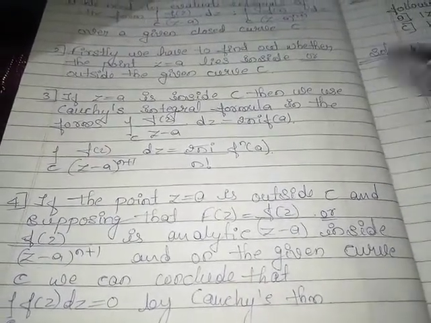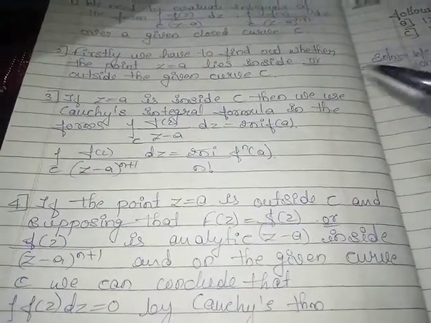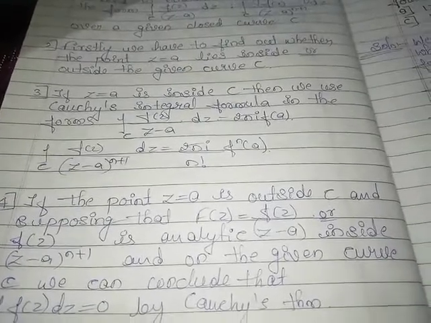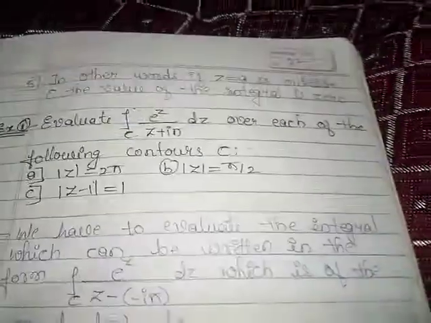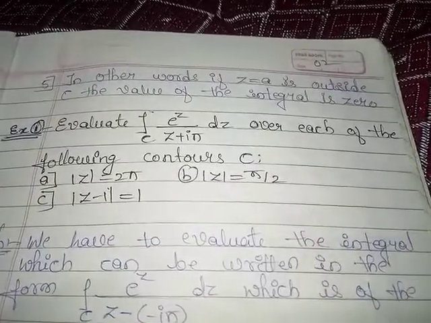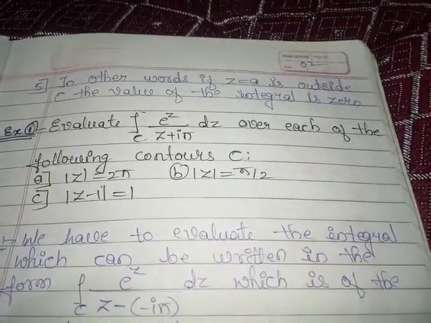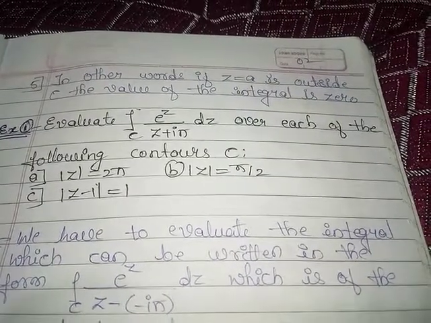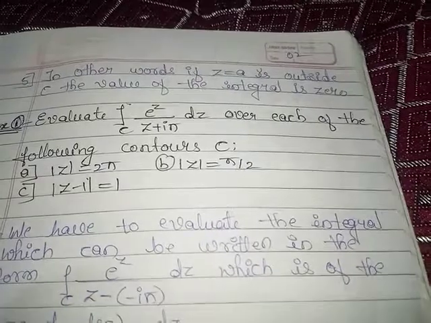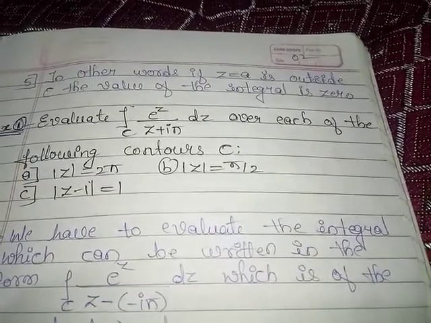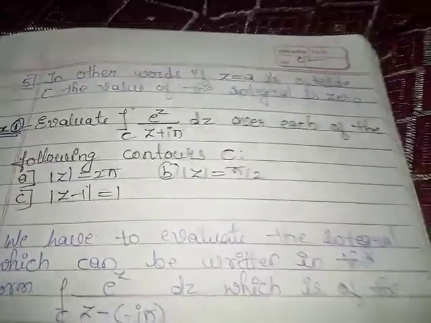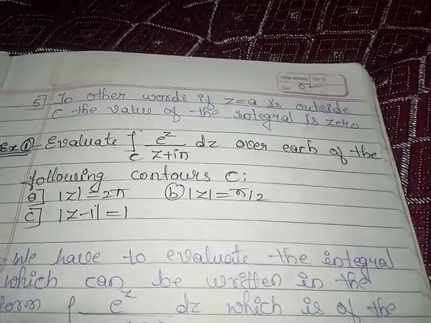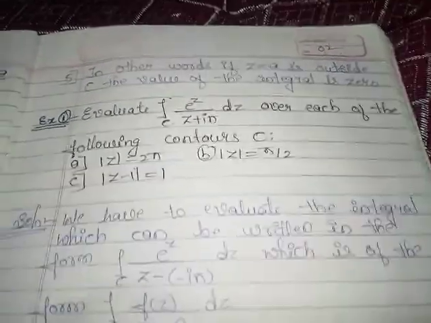These are very important while we solve the examples, and these are important to conclude the desired result for the given problems. Next point is, in other words, if z is equal to a is outside C, the value of the integral is 0. This is the key point. If the given point is outside the curve, then we have to conclude that the given integral is equal to 0.